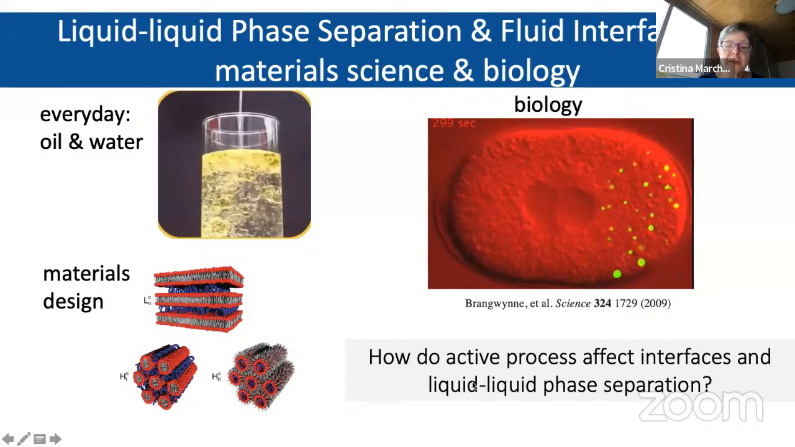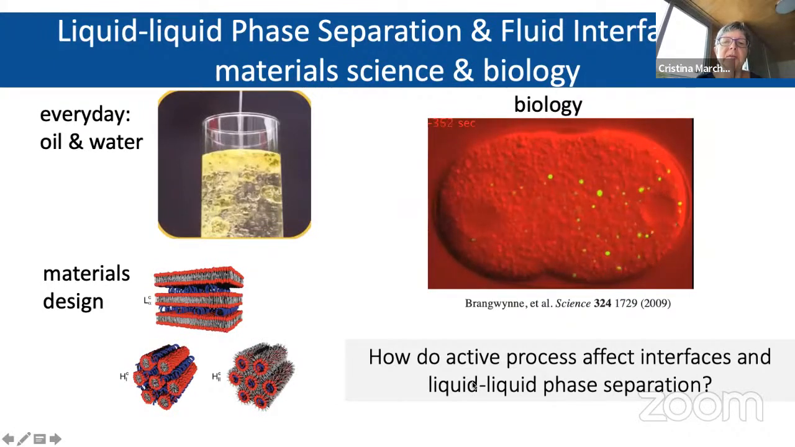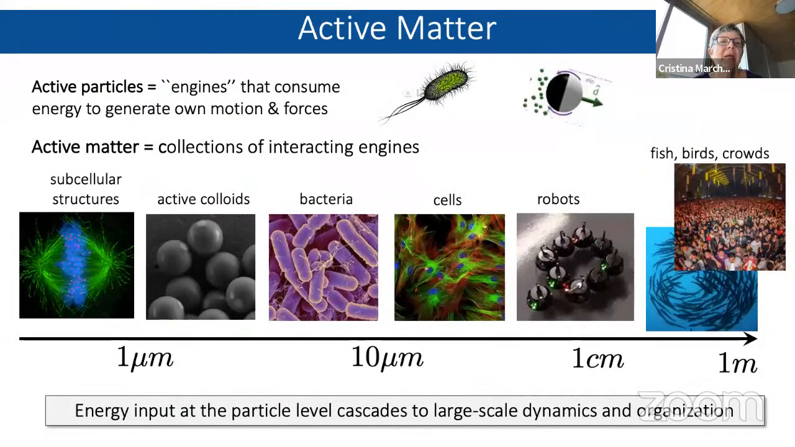But before I tell you about that, let me spend a few minutes telling you what active systems actually are. So a 2 minute introduction to active matter. Active particles, you can think of them as engines that consume energy to generate their own motion and forces. An example is a bacterium that uses food to swim or to crawl on a substrate. And there are, of course, also synthetic microswimmers that use a variety of phoretic effects to become self-propelled particles.